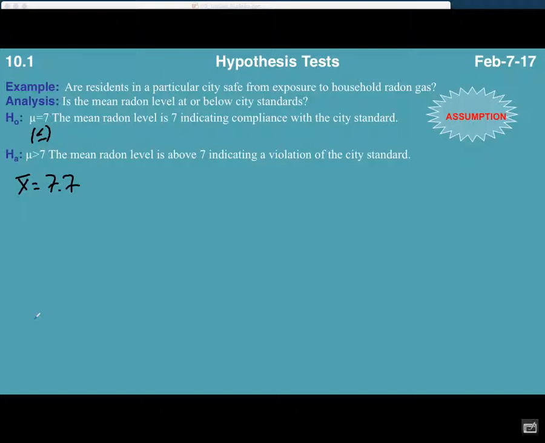Okay, so this is the situation we're in right now. We are assuming that mu is 7, but we got an X bar of 7.7. Okay, is that possible, to have mu equal 7 and get an X bar of 7.7? We don't know. It could be possible. It's not conclusive. It depends on the situation.